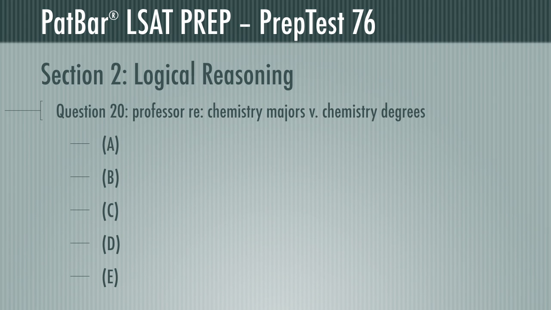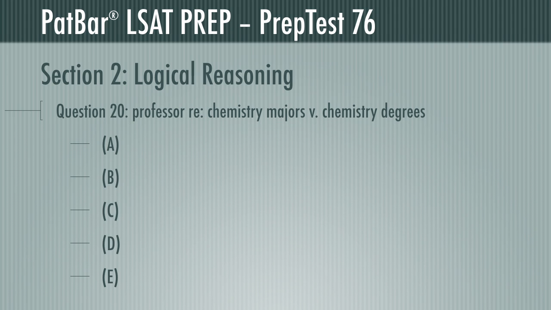Question 20 presents a professor telling us that the number of new chemistry majors is the same as it was 10 years ago, but the number of people earning chemistry degrees has dropped significantly despite better job prospects. You need to find the one answer that, if true, most explains that decline. To eliminate the incorrect answers in this case, find the key question. The key question: something has changed over the past 10 years.